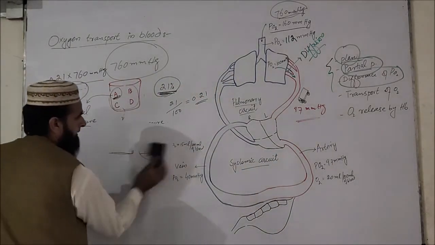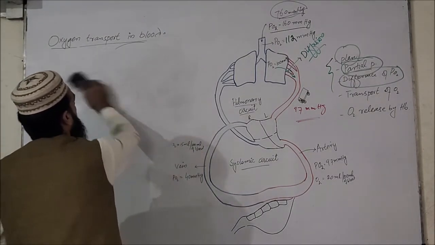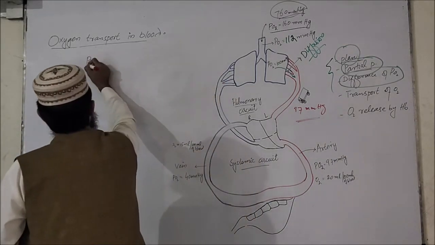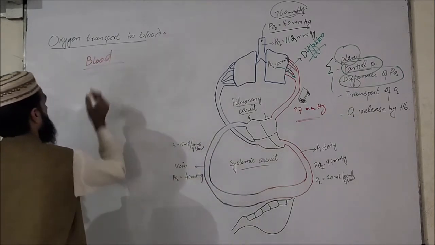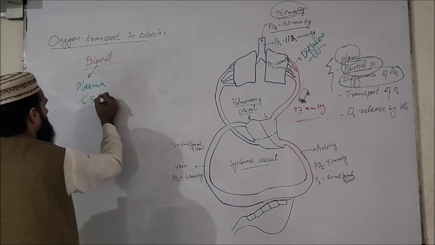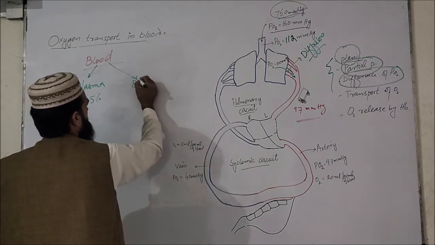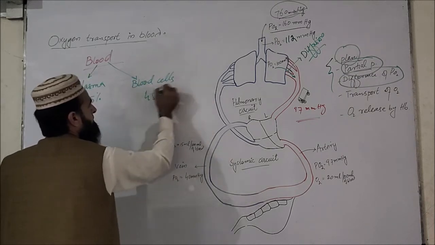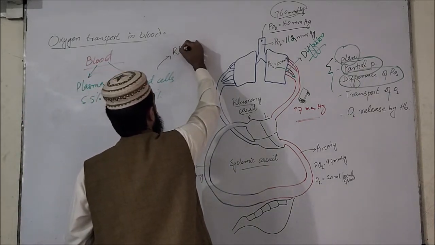And these two things are one is the hemoglobin and the other one is the blood. For that we have to talk about the blood. The blood contains two main parts. Remember, the blood contains two main parts. Plasma, about 55% of the blood is plasma, and about 45% portion of the blood is blood cells. 45%. Out of these blood cells, we have a special kind of blood cell which is called RBC.